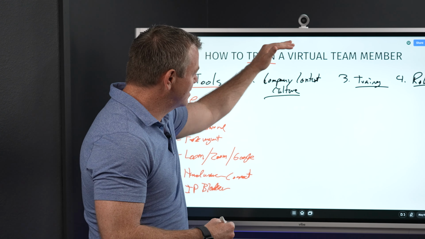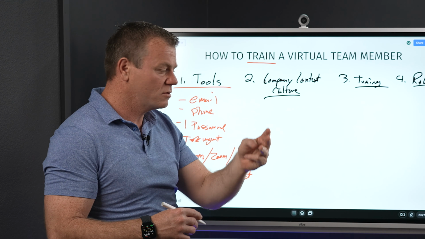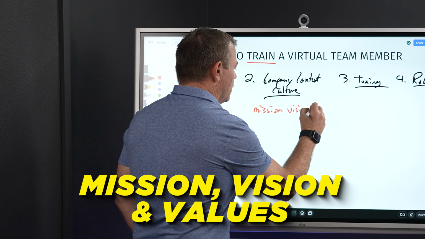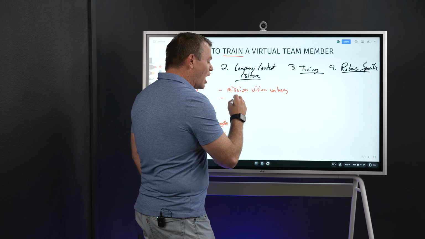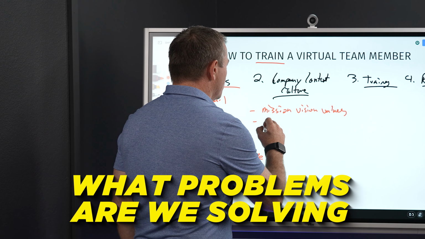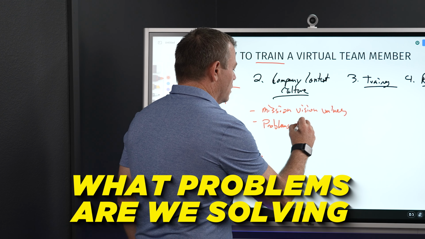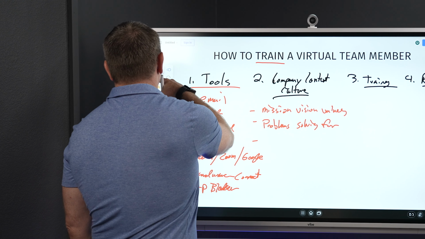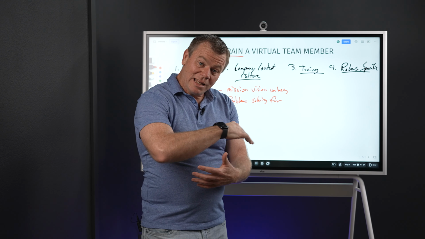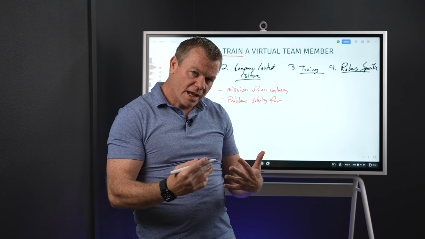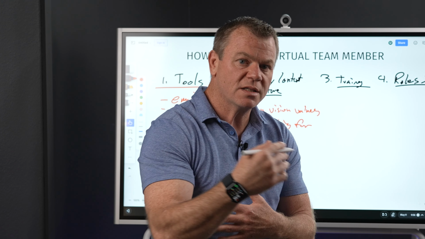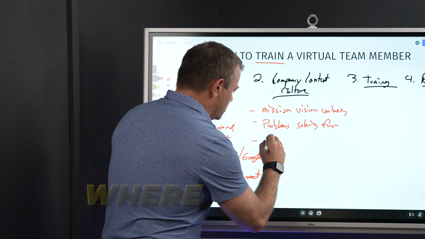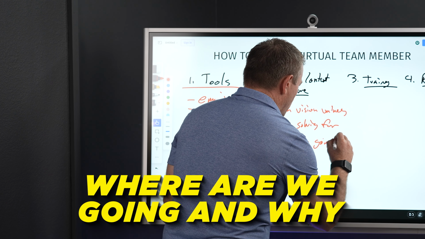So in this section, you're doing mission, vision, values. That's number one: mission, vision, values. You want to talk about the customer. What problems are we solving for the customer? Where are we going as a company? This is really important because the virtual team member, like any team member, needs to understand how their value is going to impact the company value. So where are we heading? Where are we going and why?